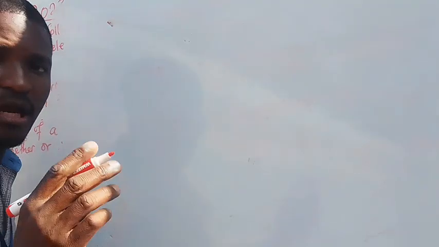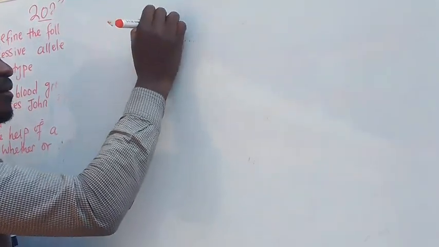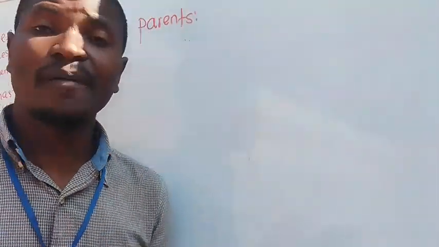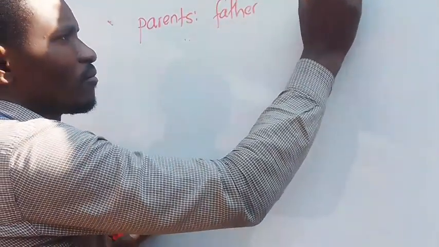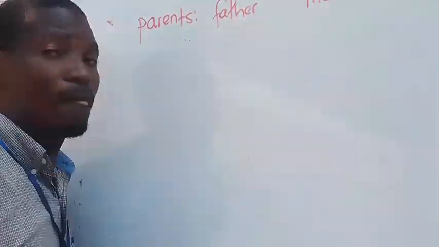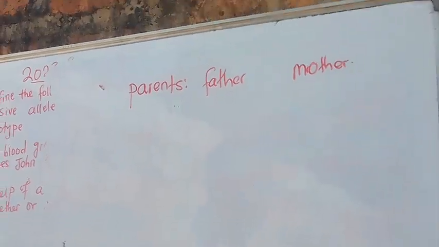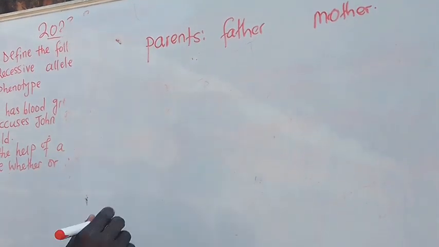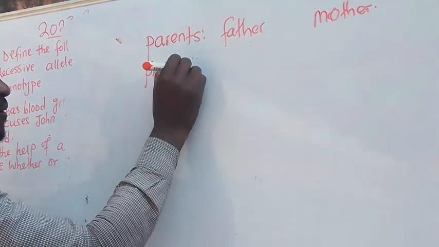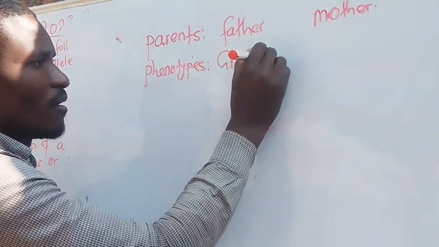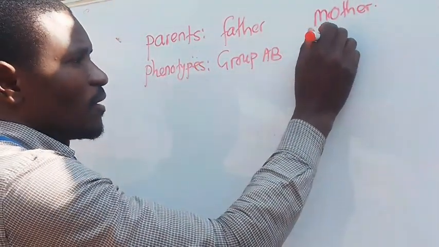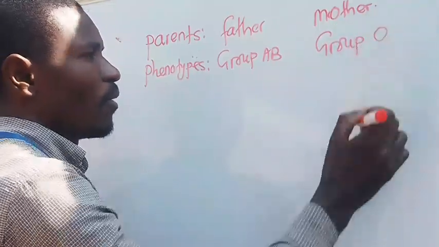So now the thing that you do is, we always start with our parents. So we have our father and mother. Then we have the phenotypes. The father is, say, blood group AB, and the mother is blood group O.